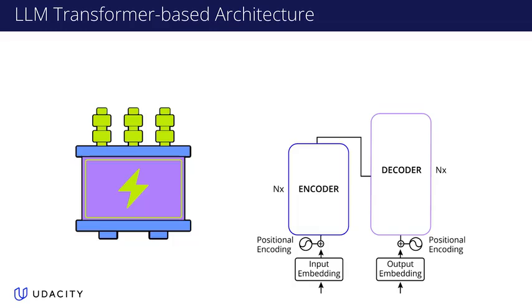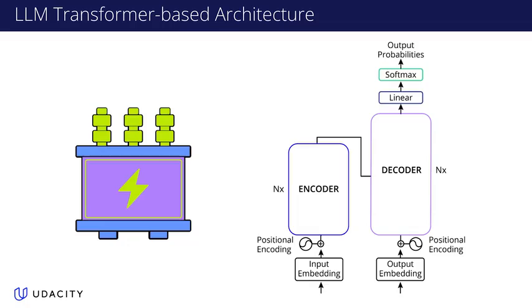Similar to input embeddings, the output is then converted into a numerical format called output embeddings. These embeddings undergo positional encoding to understand the sequence of words. During training, a loss function is used to compare the model's predictions with the actual target values. The parameters of the decoder are then updated based on this comparison to improve accuracy.